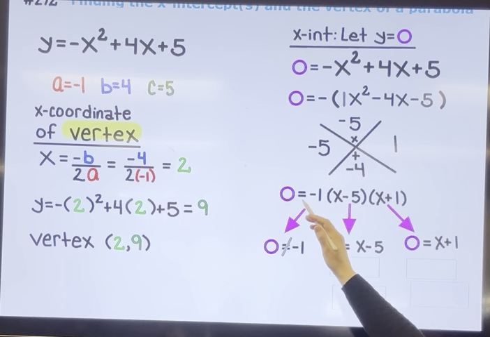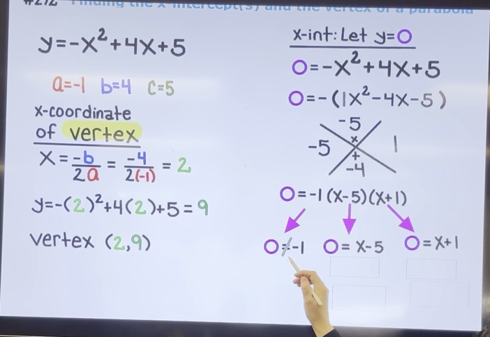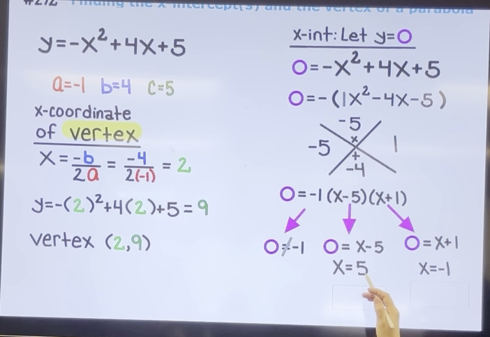When I set -1 equal to 0, that's just meaningless. That doesn't lead to any solutions. x minus 5 equals 0. Add 5 to both sides, and I get 5. Here, subtract 1, and I have x equals -1. So my x-intercepts are at 5 and -1. The coordinates of those are (5, 0) and (-1, 0).